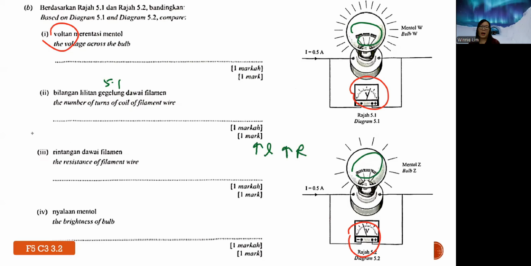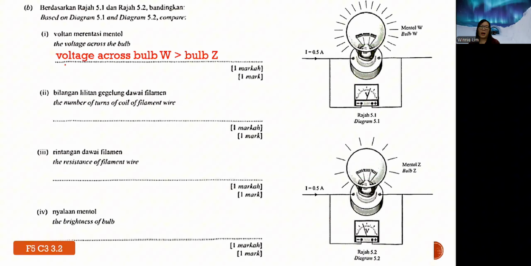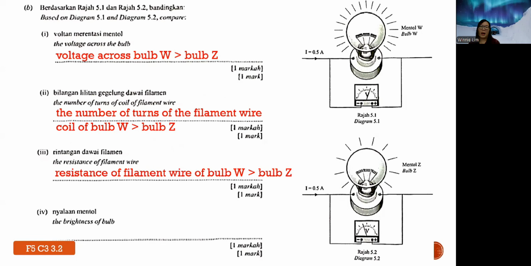And the filament bulb, it functions because of what? The resistance is high, and then it produces more heat. The more heat, that means the brighter the bulb is. So again, everything is for 5.1. This is the way you write it. Voltage across bulb W is greater, or in 5.1 is greater. You can use the term 5.1 here. They will use bulb W and Z. And then number of turns, bulb W is more. Resistance of W is more, and hence brightness is also more.